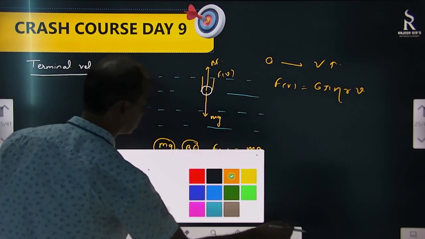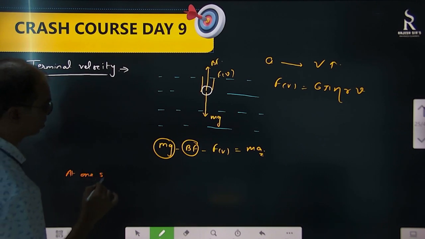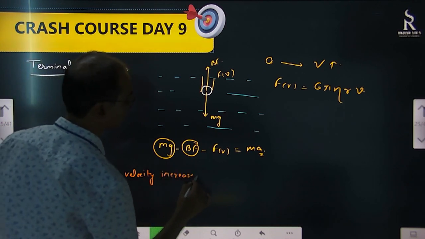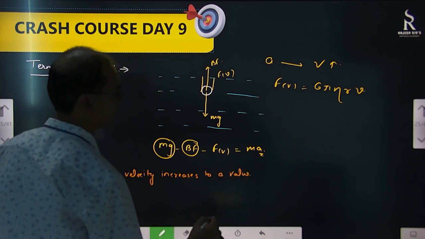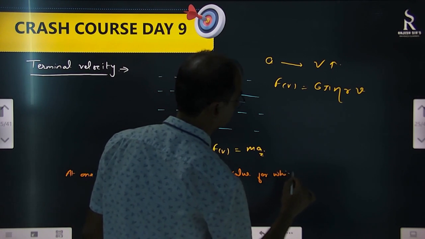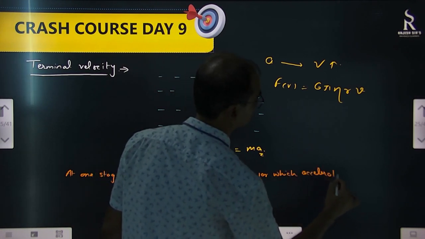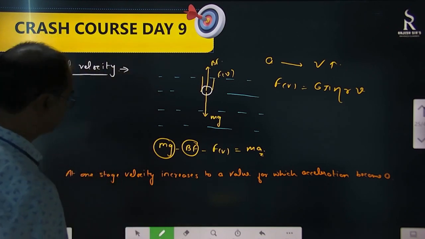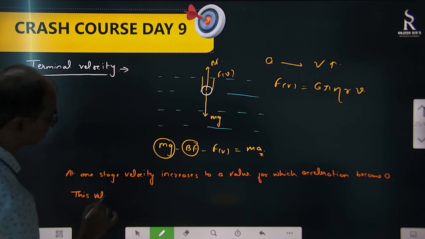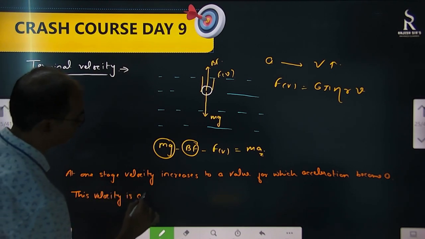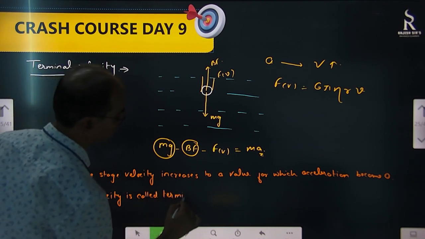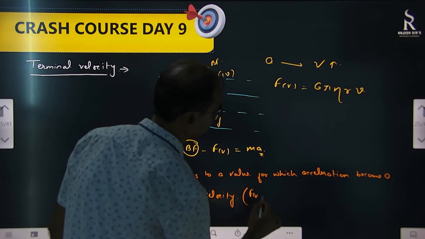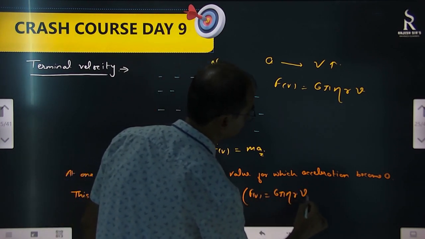At one stage, velocity increases to a value for which acceleration becomes 0. In that case, what will happen? This velocity is called terminal velocity. And in this case, what will be the viscous force for us? Viscous force we write as 6 pi eta r Vt. This Vt is terminal velocity for us.